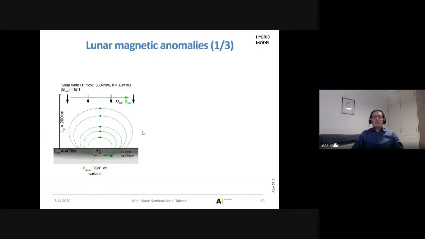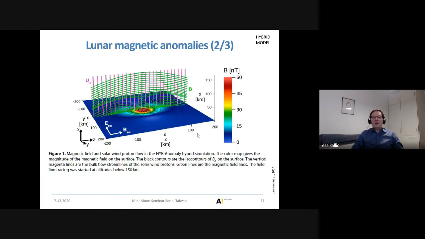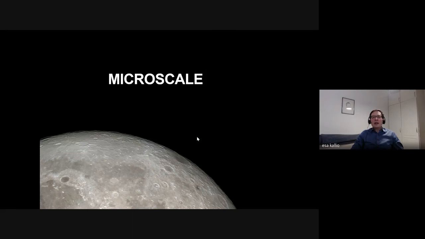In mesoscale, we are now talking about kilometers to 100 kilometers scale. Lunar magnetic anomalies are one example. We have had a very nice presentation about magnetic anomalies previously, so you have already seen this kind of drawing. This is a hybrid model simulation. You can investigate the properties of this kind of mini magnetosphere. You can also investigate what the electric field is at different altitudes, and also its direction at different altitudes.